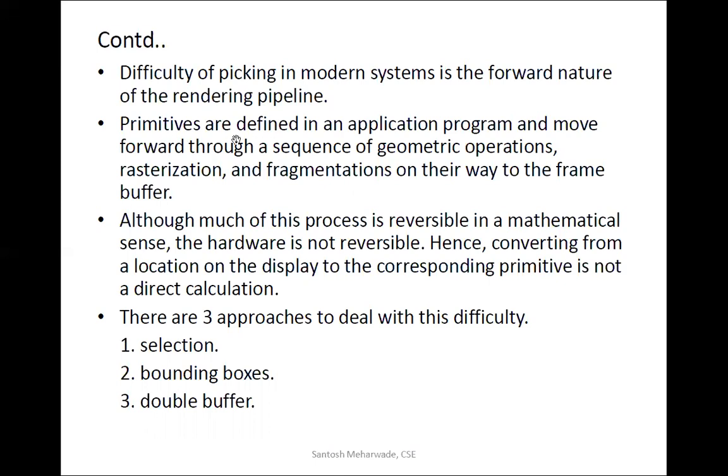For that, primitives are defined in an application program and move forward through a sequence of geometrical operations, rasterization, and fragmentation on their way to the frame buffer. This rendering pipeline consists of four important stages. The first stage we call vertex processing. The second one we call clipping and primitive assembly. The third one is rasterization, and the fourth one is fragmentation.